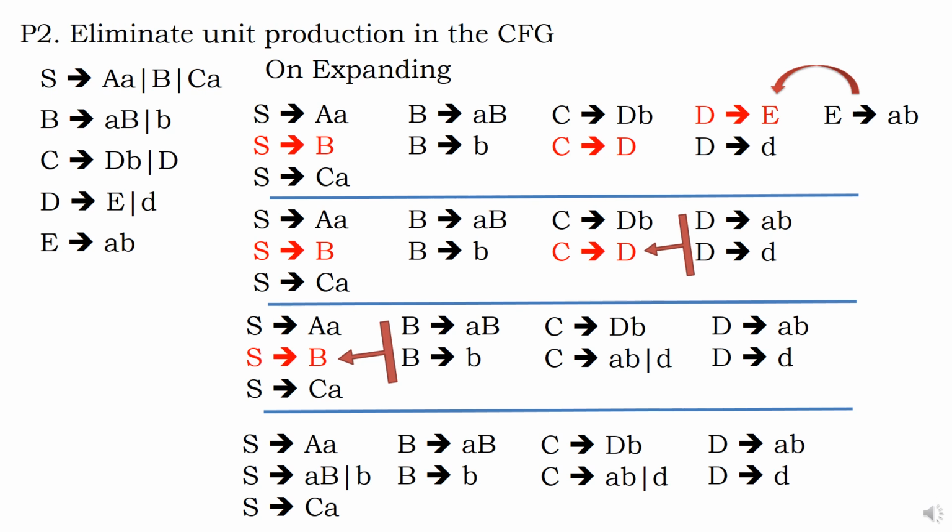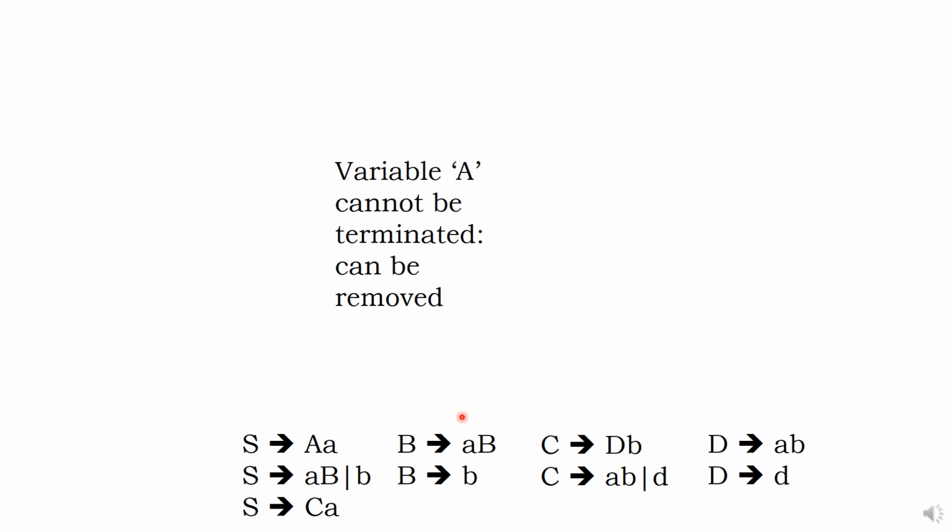That is the story. Now, after bringing all this, there is no more unit production, but variable A cannot be terminated. You see, S gives A. Who is capital A? Can you search? No, it is one of the useless symbols. So I am just removing this. Is B terminated? Yes. Is C terminated? Yes. Is D terminated? Yes. Okay. Then we will start the work.